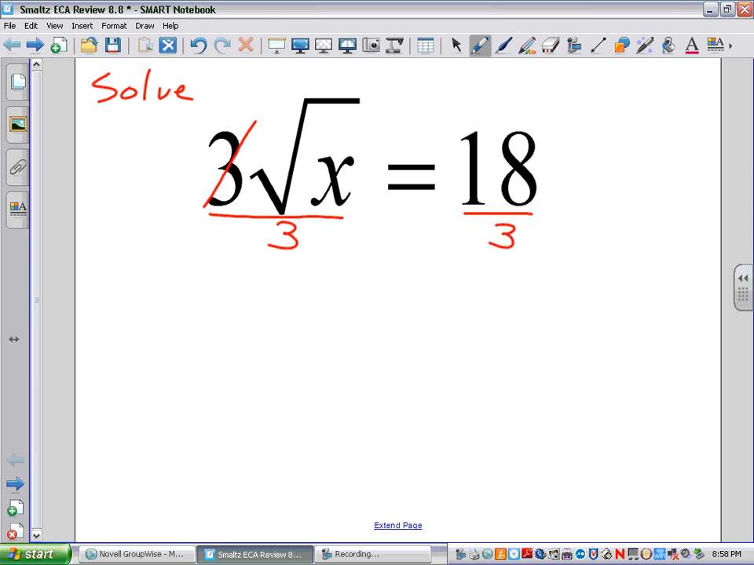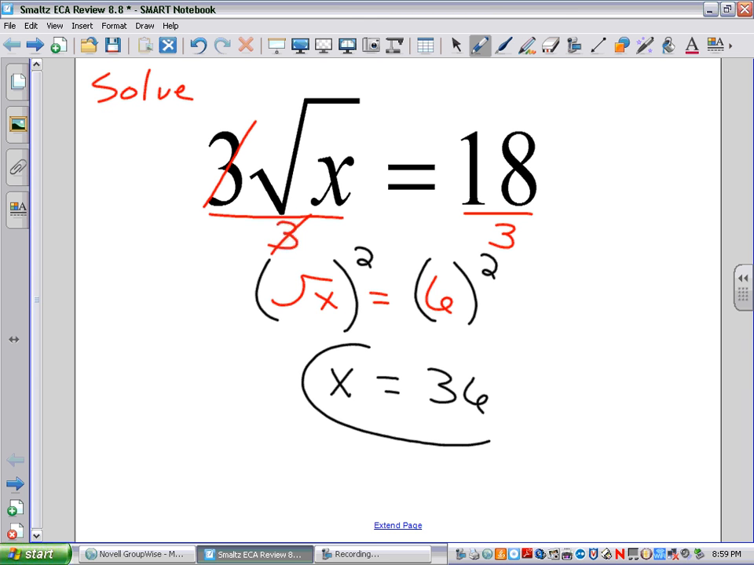So your 3's, they mark out, become 1. So you have the square root of x by itself equals 18 divided by 3 is 6. Now to solve that, what's the opposite of a square root? And that's squaring. So we square each side. Remember what you do to one side, you have to do the same thing to the other side. And squaring a square root leaves it all by itself. So you're just left with x. And then 6 squared would be 36. And there's your answer.